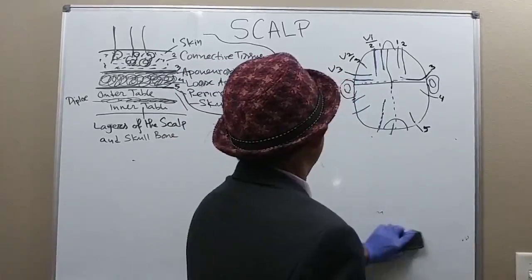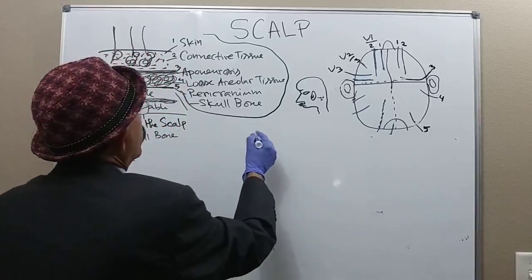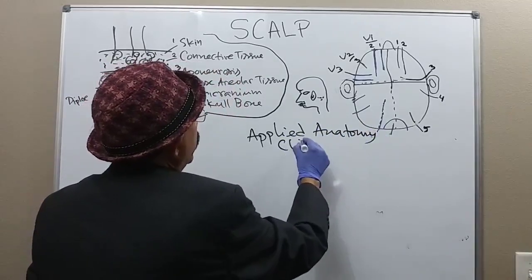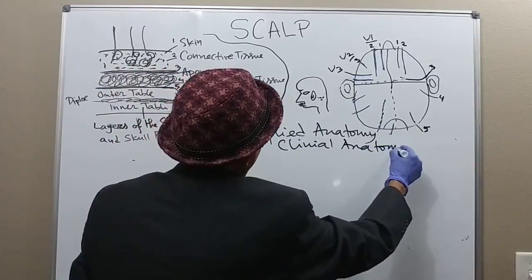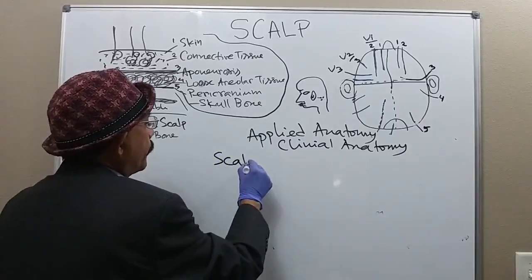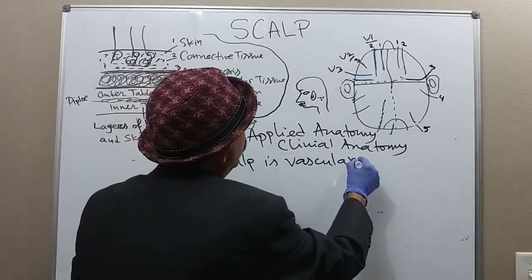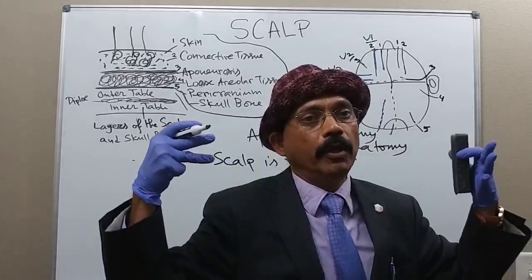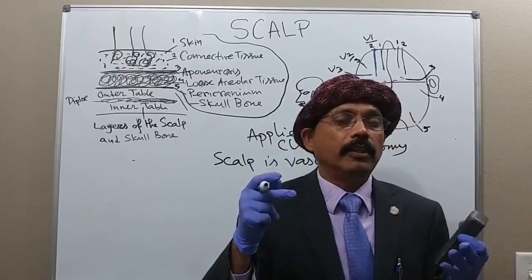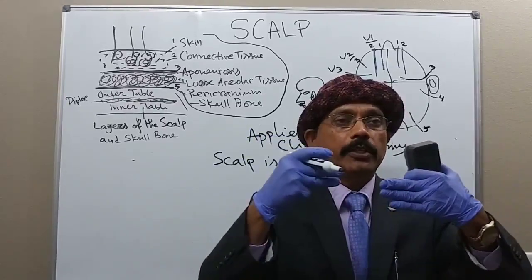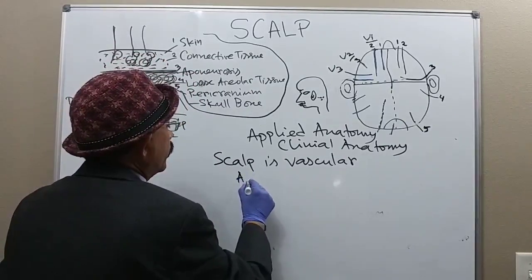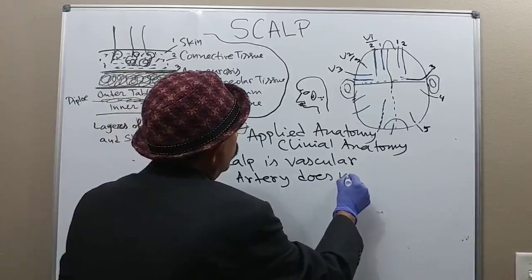Now we'll go through some of the clinical notes or applied anatomy. Okay, so let's go to the applied anatomy, or we can call it clinical anatomy. Okay, very good. Number one, our skin, our scalp is vascular. So any injury to the scalp will cause profuse hemorrhage because we have a lot of blood supply and they have free anastomosis. And when there is any damage or cut in the scalp, bleeding comes out from two sides of the artery because they have a lot of anastomosis. That's the reason for that. And also, the vascular artery does not retract.